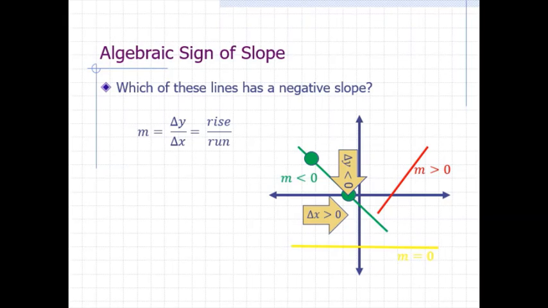What about a vertical line? For a vertical line, we say that the slope is undefined. For a vertical line, we cannot have a run that is non-zero. If the run, or delta x, is 0, we would be dividing by 0 to calculate the slope.